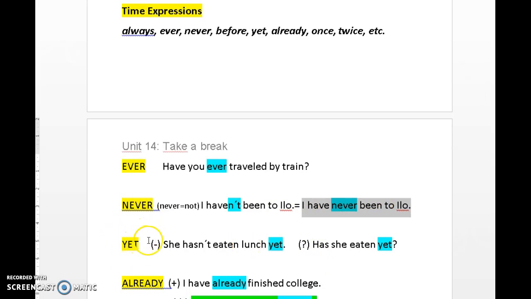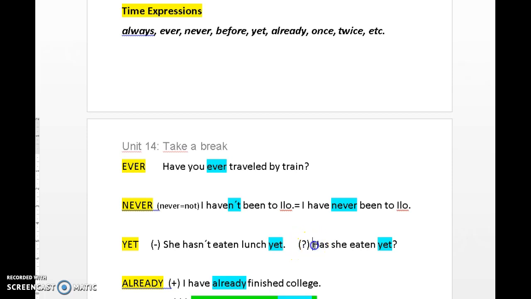We use yet in negative sentences and interrogative sentences. Negative. She hasn't eaten lunch yet. Ella no ha almorzado todavía. O ella aún no ha almorzado. Yet. Aún. Todavía.